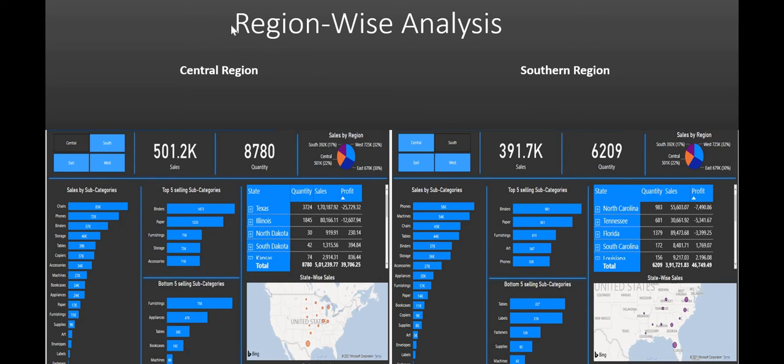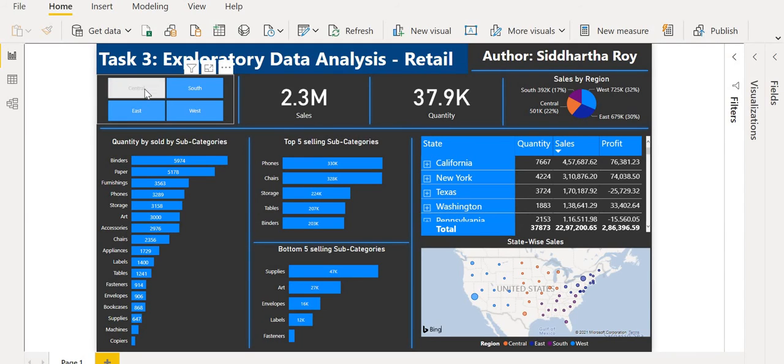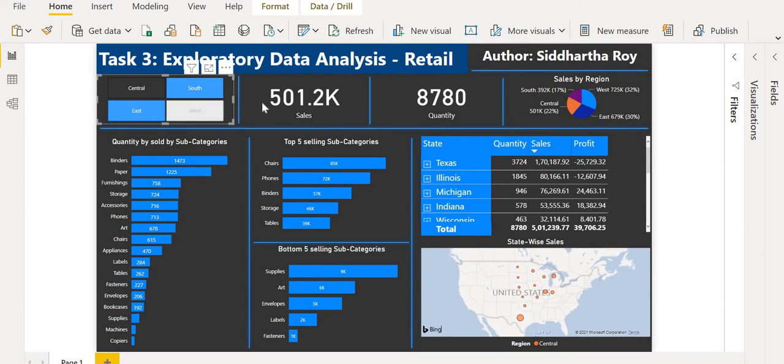So let's come to the region wise analysis. The region wise analysis can be done by simply clicking on the slicer. Let's click on central. As we clicked on central, we can see the sales value has changed and also the quantity value has changed, and the subcategory selling value has also changed. We can also see a major difference in the map. The central region is only this part of the United States. These small dots represent where the sale was very low.